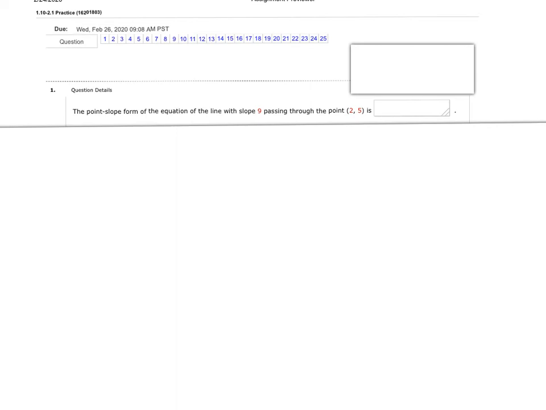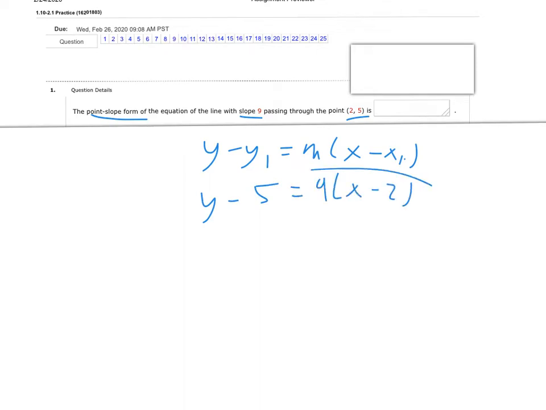All right, so starting off on number 1 here, they want us to write the point-slope form of the equation, and they give us the slope as 9. So I'm going to say, and then the point here. So I always say y minus y1 equals m times x minus x1. And so I'm just going to kind of plug and chug here. So y minus 5 equals 9 times x minus 2, and you shouldn't have to do anything after that.